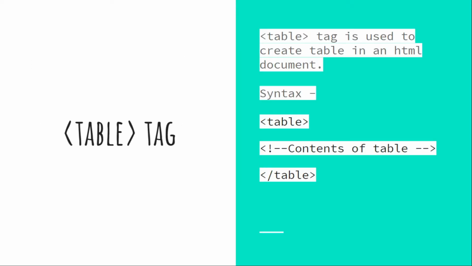So for creating a table in HTML, the table tag is used. Basically, the table tag marks the start of our HTML table and slash table marks the end of our table. You can see the syntax on your screens.